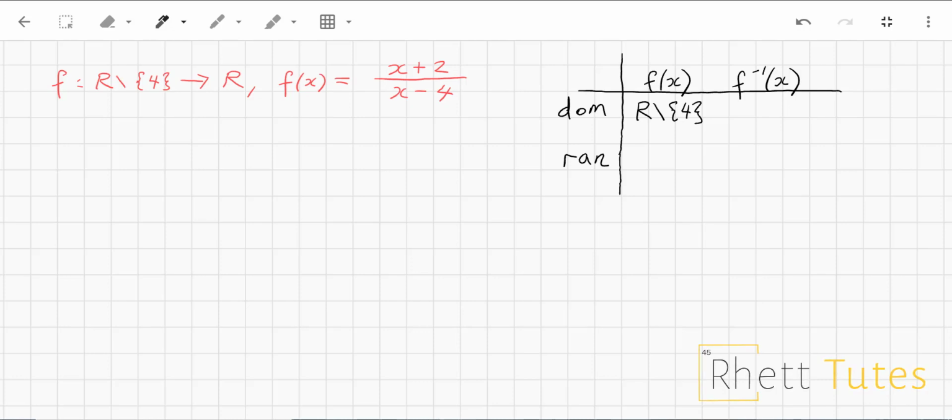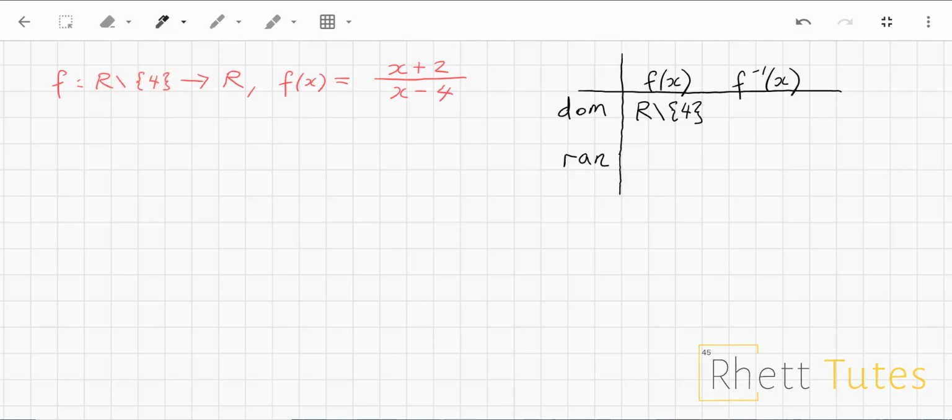I've just drawn over here to the right this quick little table for the domain and range of f of x and its inverse. So I've pre-populated this table with the domain, which I obtained from here, where the domain is all real numbers, not including 4.